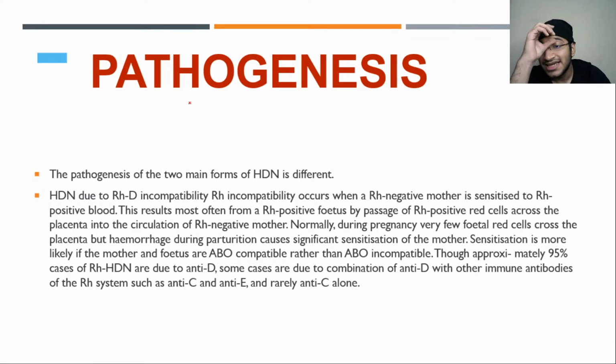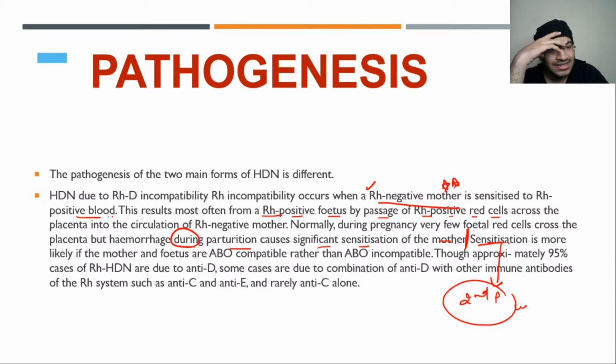Then the pathogenesis. HDN due to RHD incompatibility occurs when an RH negative mother is sensitized to RH positive blood or an RH positive fetus. This results most often when an RH positive fetus, by passage of RH positive red cells across the placenta, enters the circulation of an RH negative mother. Normally during pregnancy very few fetal red cells cross the placenta, but hemorrhage during parturition causes significant sensitization of the mother, and this sensitization is more likely if the mother and the fetus are ABO compatible rather than ABO incompatible. But when there is a second pregnancy, then this sensitization plays a role and tries to damage the fetus of the second pregnancy.